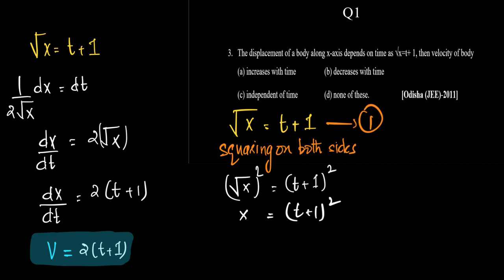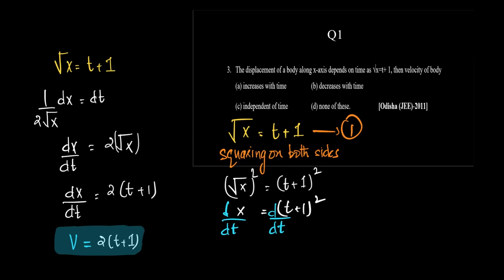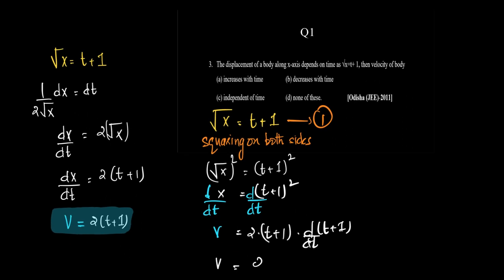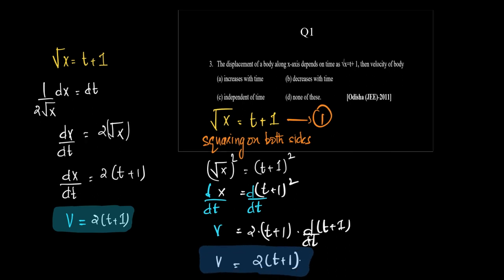Now we'll differentiate on both sides. So we take dx by dt here and dx by dt there. What do you get? dx by dt is now velocity. And what is d by dt of t plus 1 the whole square? It is 2 into t plus 1 into d by dt of t plus 1. So this gives us v is equal to 2 into t plus 1 again. So you can do it either way, it doesn't matter, you get the same answer. Now, coming to the options.